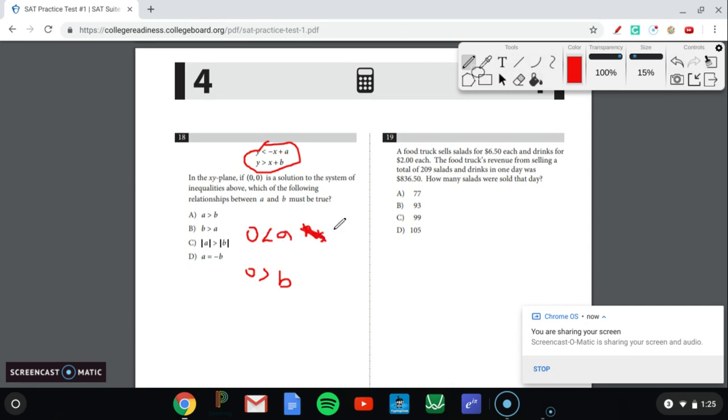0 is less than A, it has to be positive. Let's just write a plus. 0 is greater than B, that means B has to be negative. Looking at your 4 choices, B, C, and D, you'll see don't really make sense, but A is greater than B. Well, that sure is true because A has to be positive and B has to be negative.